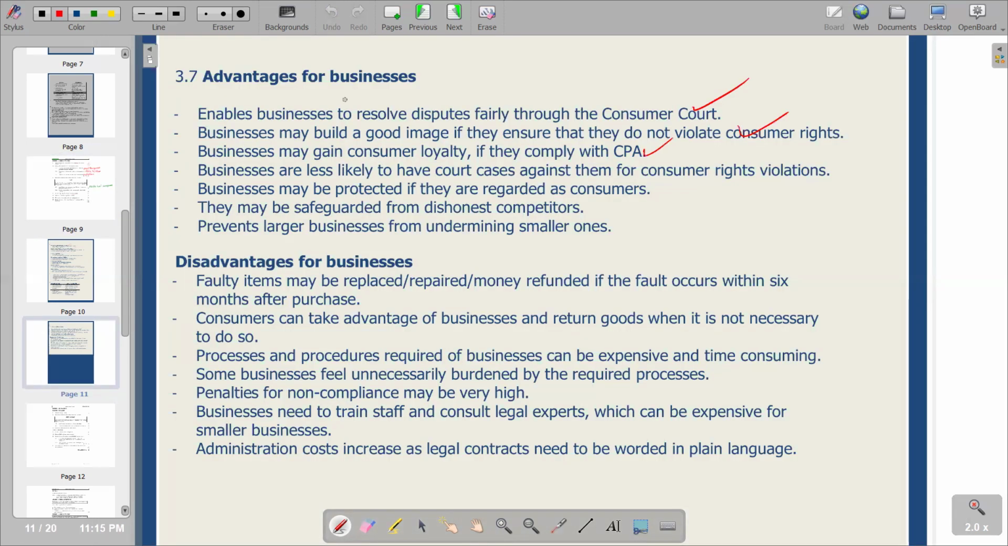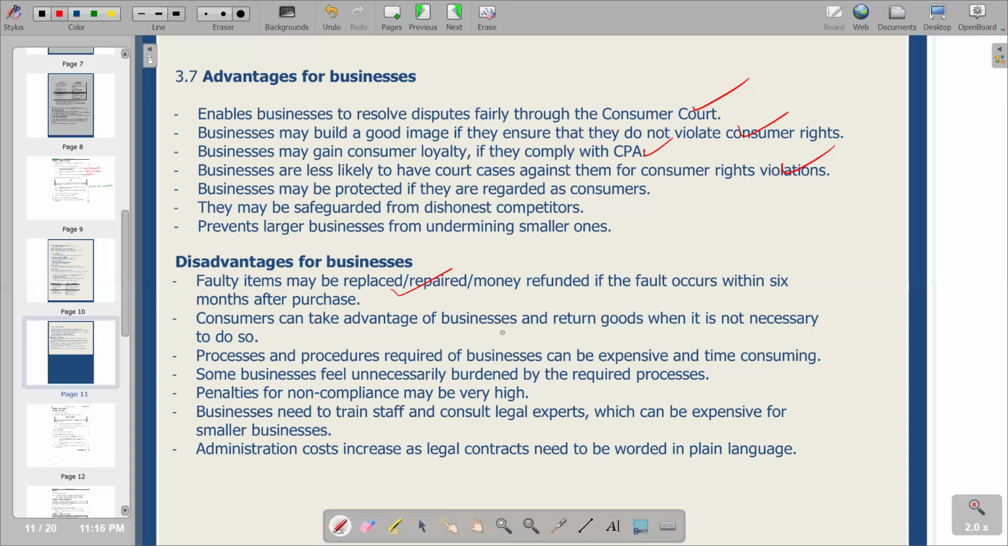Here we have the disadvantages. Businesses are likely to have court cases against them for consumer rights violations. So if you comply with the Consumer Protection Act, you're going to face fewer court cases for consumer rights violations. Then goods may be replaced or repaired or money refunded if they are faulty within 6 months after purchase. That means it's a disadvantage from the point of view of the business.